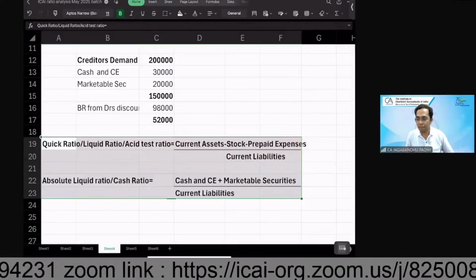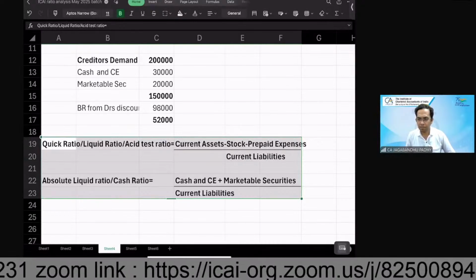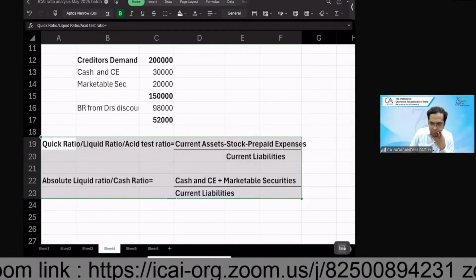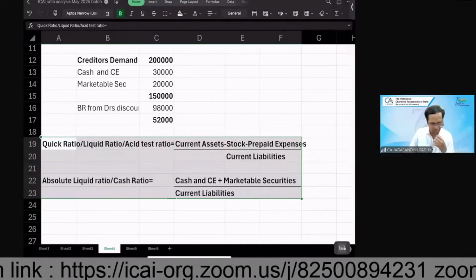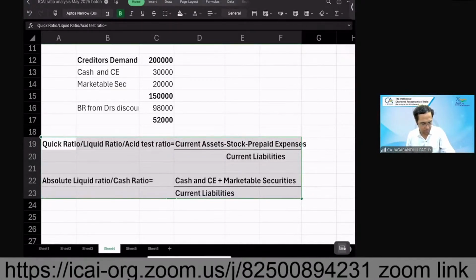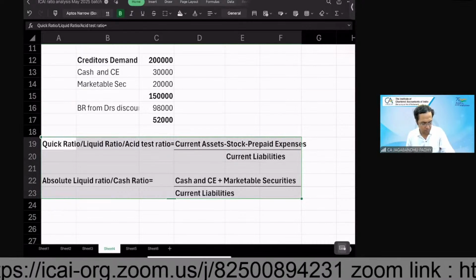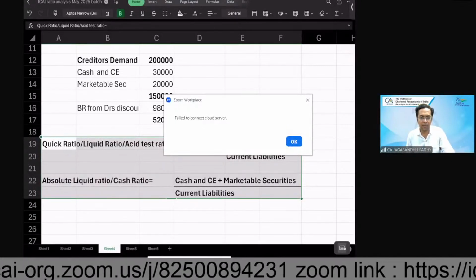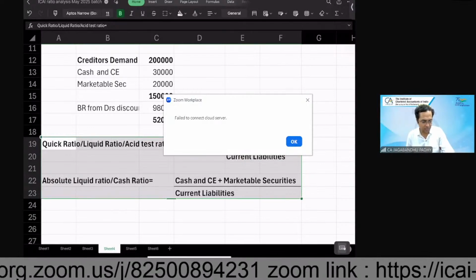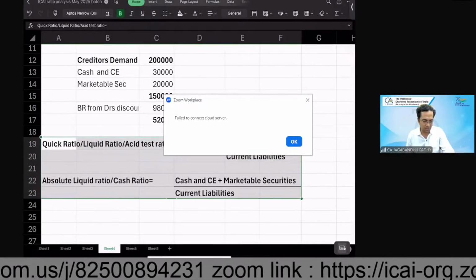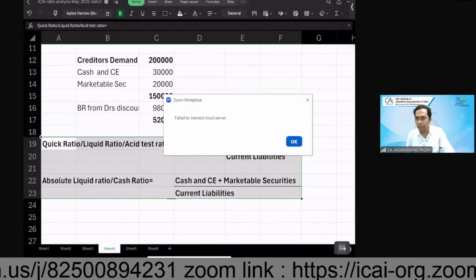Sir, one small thing I want to ask. In fictitious assets, do we include deferred expenditure as well? What sort of deferred expenditure are you talking of? Like deferred advertisement expenditure, development expenditure, which we have kept for a longer period of time. If you have kept it on the balance sheet asset side, then you need to remove it because it's definitely a fictitious asset. Okay, sir. Thank you, sir.